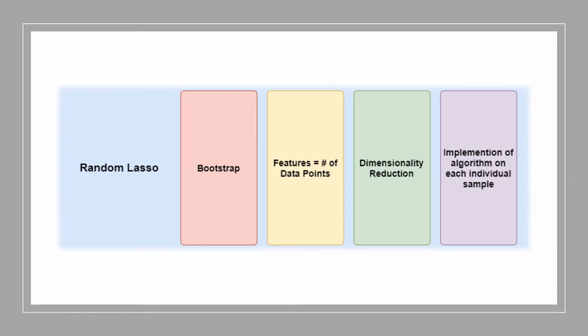Random lasso brings in the notion of bootstrapping, where it fragments the dataset into several subsamples, imposing features equal to the number of data points, and runs lasso on each sample individually, in contrast with pure lasso that applies the algorithm on the whole dataset. Hence, the essence of our project will be the implementation of random lasso regression.